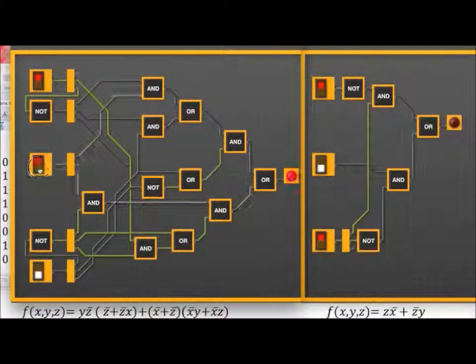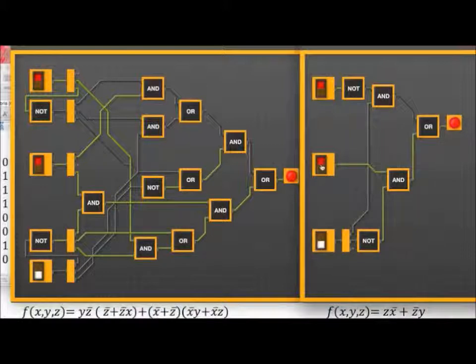and we should get a 1. And the last one is all on, and the light should turn off. Now we have seen that in both sides we get the same result.